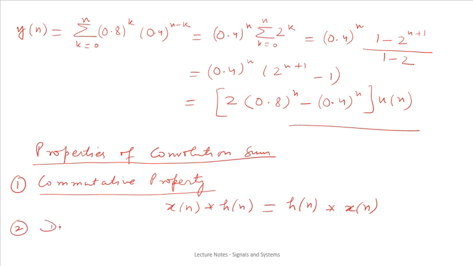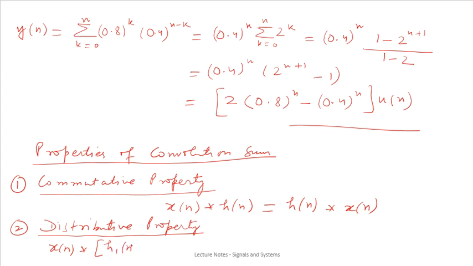Next is the distributive property. According to this distributive property, xn convolution with h1n, which is in convolution with h2n, is the same as having the convolution of xn convolution h1n, which is in convolution with h2n. So this is the distributive property.